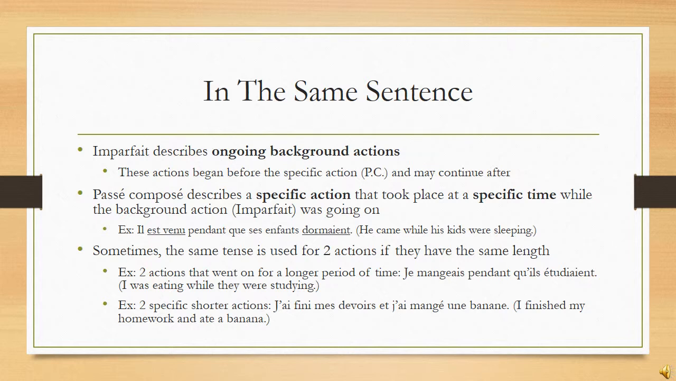An example would be, j'ai fini mes devoirs et j'ai mangé une banane. I finished my homework and ate a banana. And these two actions are specific, and they're both finished in the past, and that's why they use the passé composé. And that is it for today.